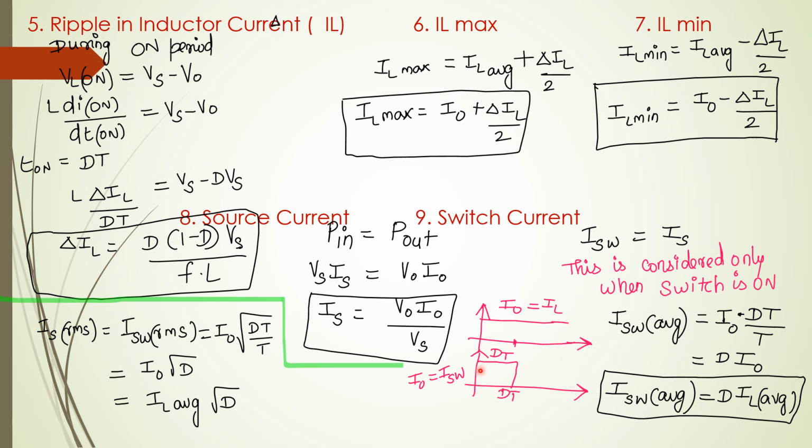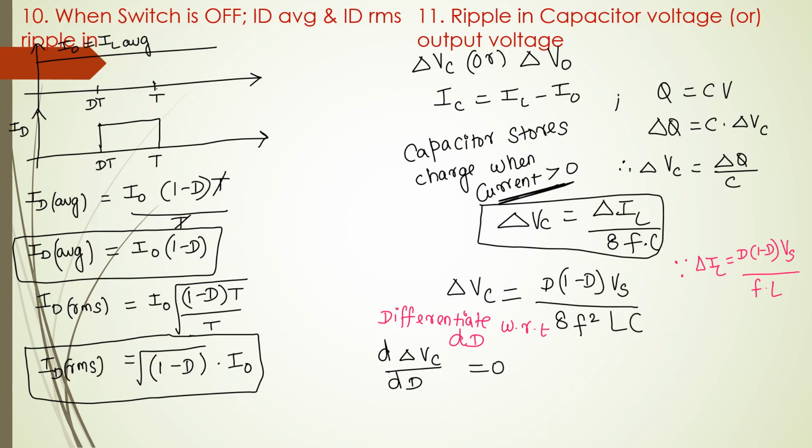This waveform tells that the switch is on only for the T on period, and so the waveform is this way, whereas this is the IL average. And next, when the switch is off, the ID average and IRMS ripple is this way because this is how you get it, because the switch is off. This is the freewheeling diode current, because it is not on while the switch is on. The current flows through the freewheeling diode only when the switch is off. And with that, we'll find the ID average and ID RMS.